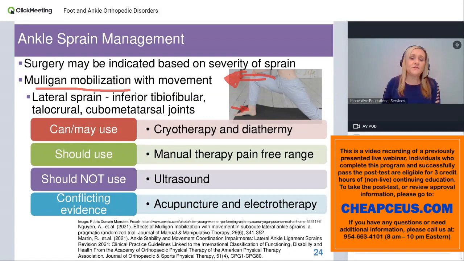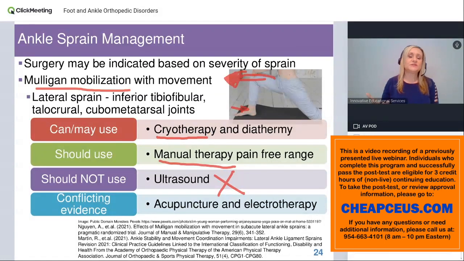In terms of other interventions with manual therapy, we're performing this within a pain free range of motion. We'll be looking at lymph drainage, soft tissue mobilization coming all the way up into that entire calf region. Ultrasound is not recommended, as we're seeing as a trend here. Acupuncture and electrotherapy have conflicting recommendations as we go through our research. However, cryotherapy may be indicated intermittently.